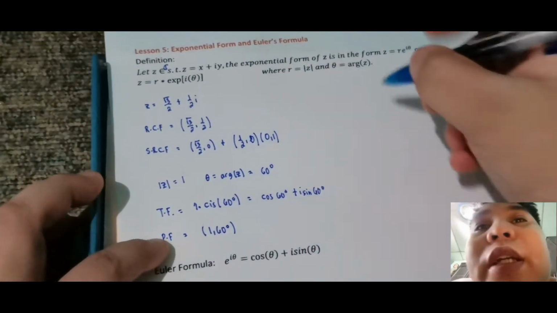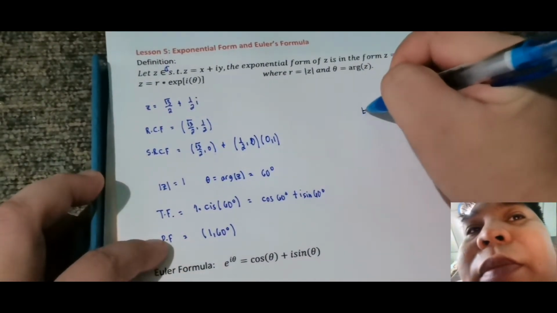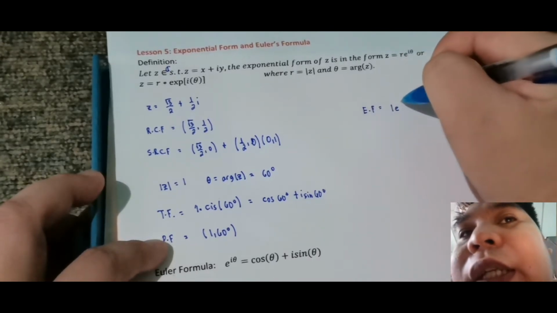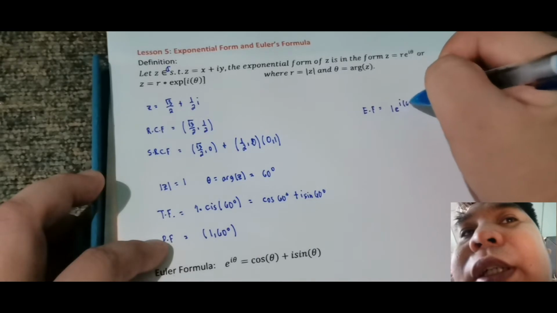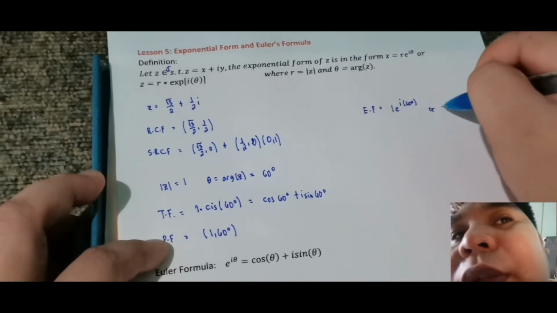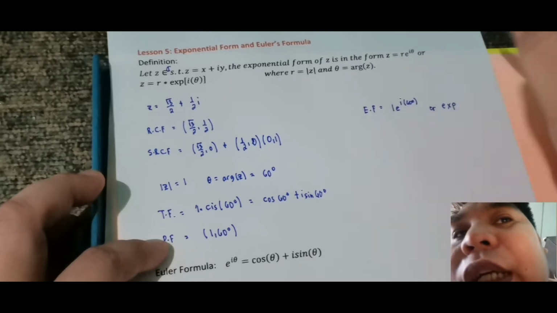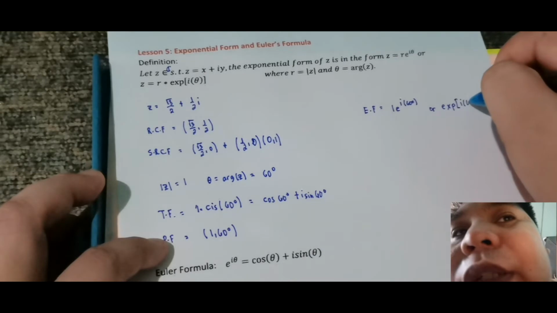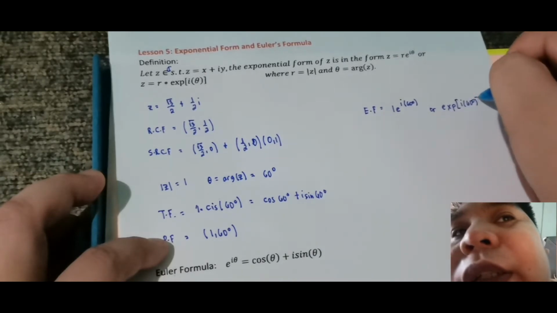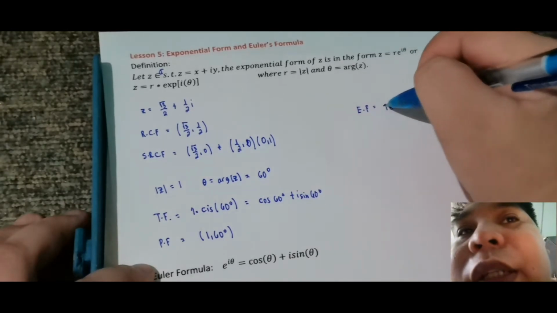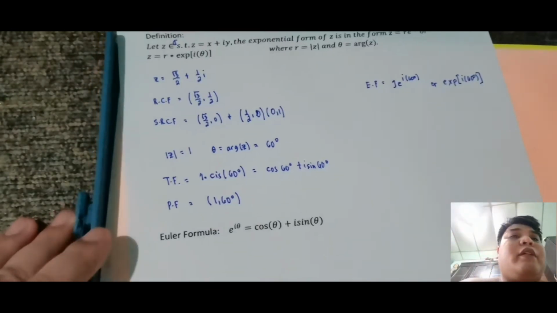Okay, so lastly, what's EF? The exponential form is simply equal to 1 e raised to i times 60 degrees, or that is exponential of i times 60 degrees, wala na kasi yung 1. Mawawala din naman yan. Okay, so tandaan niyo na.